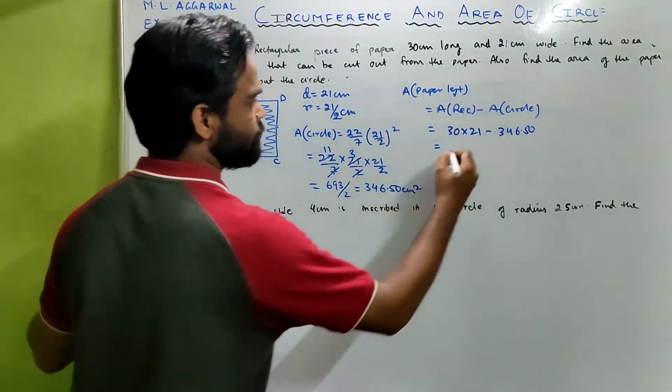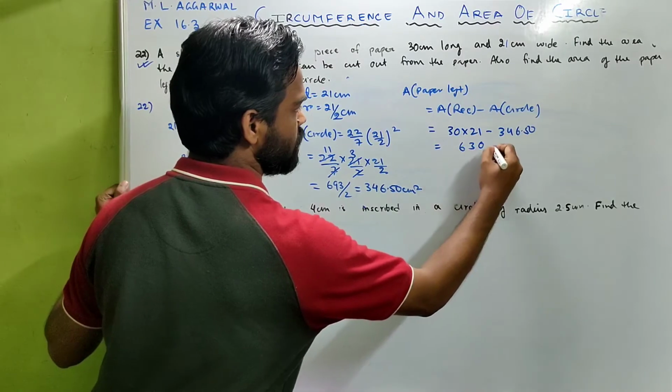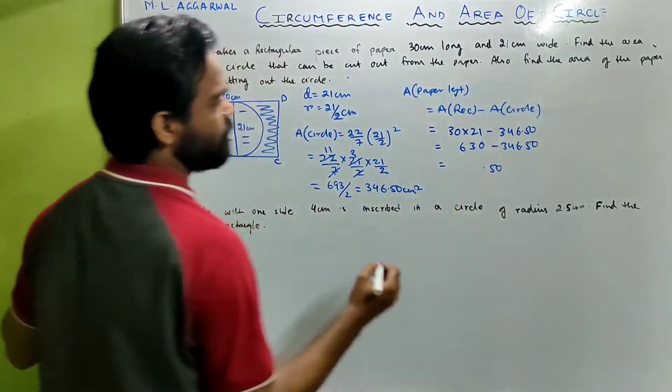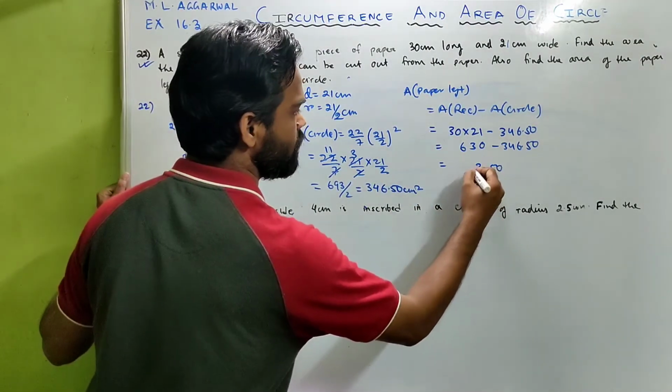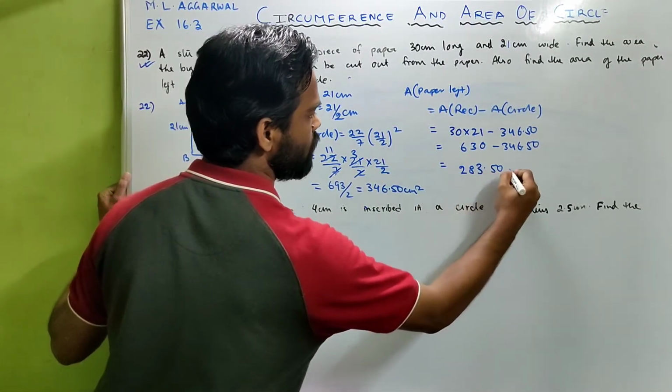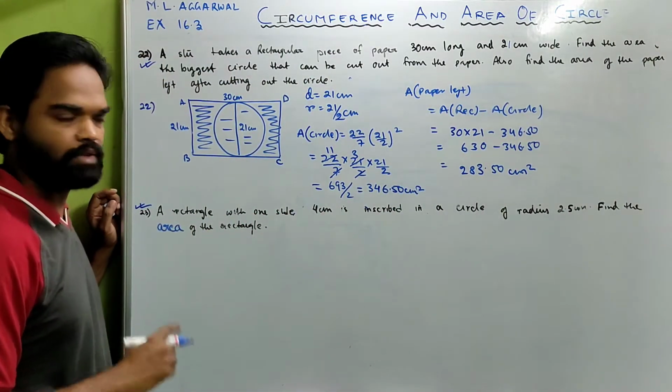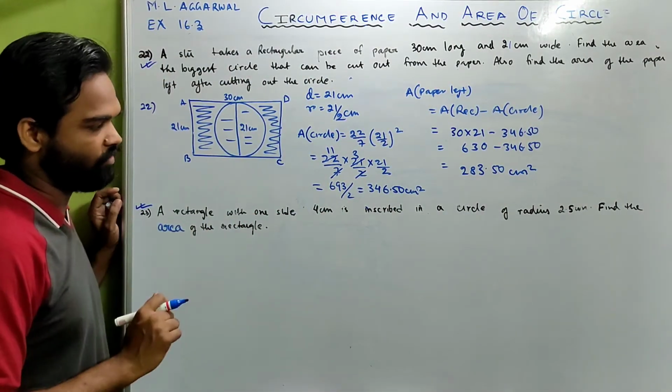So that's 630 minus 346.50. So that's your answer, 283.50. Draw the diagram, it will always be helpful for you.